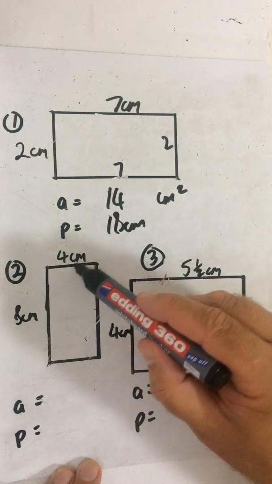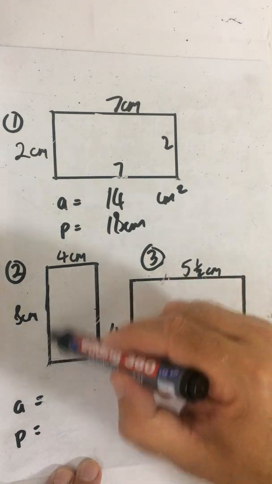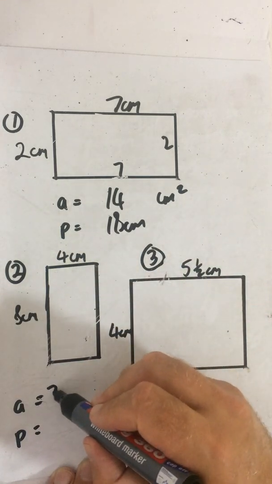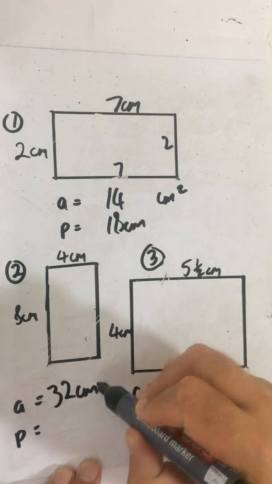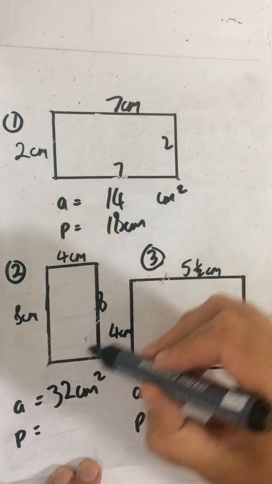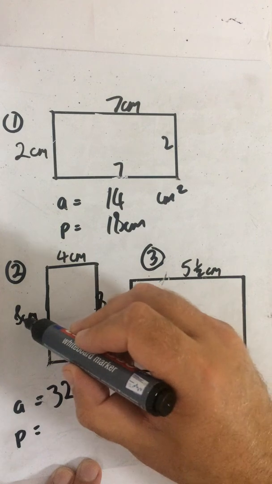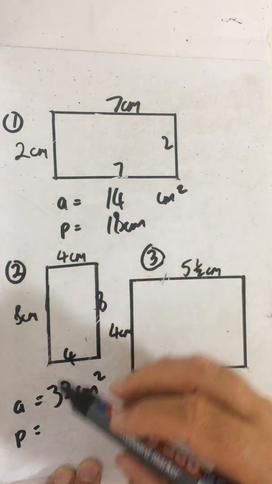Remember, area, length times width, 8 times 4, 8, 16, 24, 32 centimeters squared. Then we also know this is 8 and this is 4. So 8 and 8 is 16, and 4 is 20, and 4 is 24.